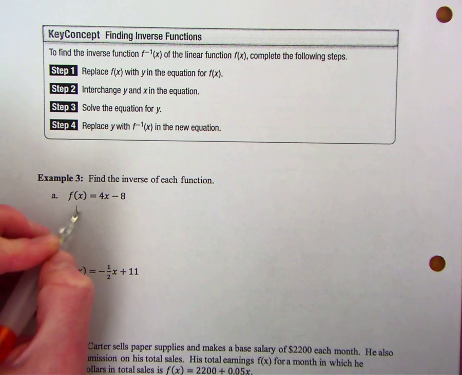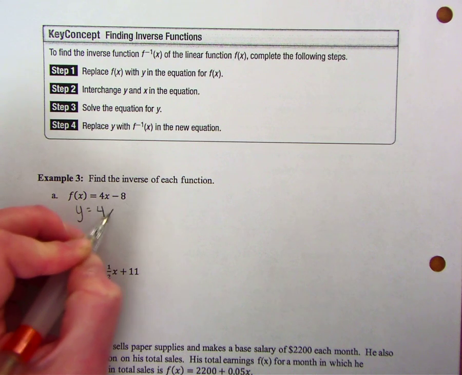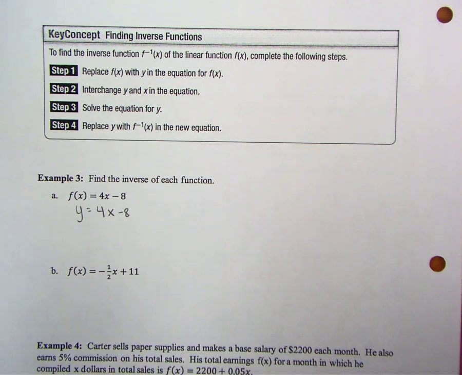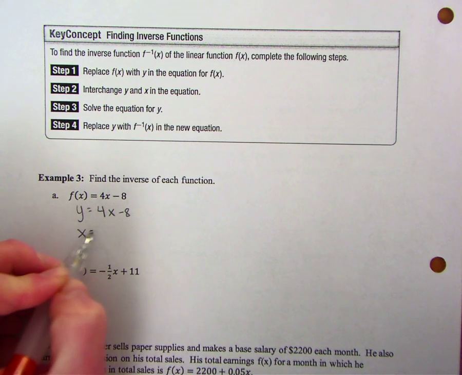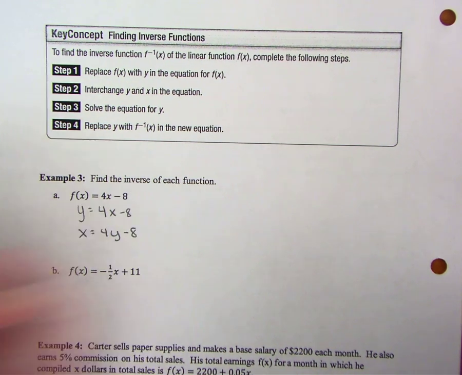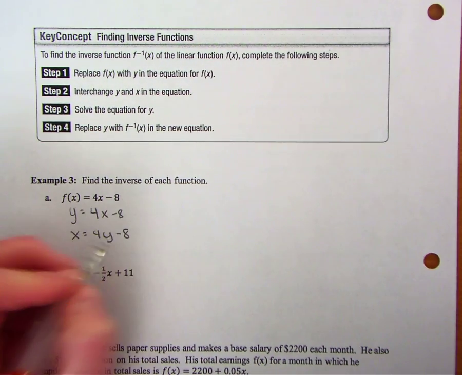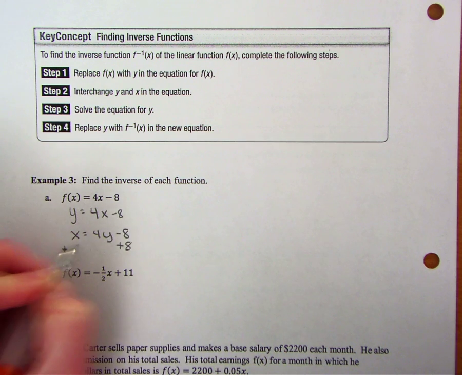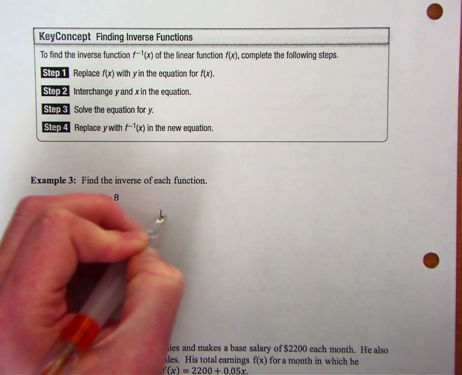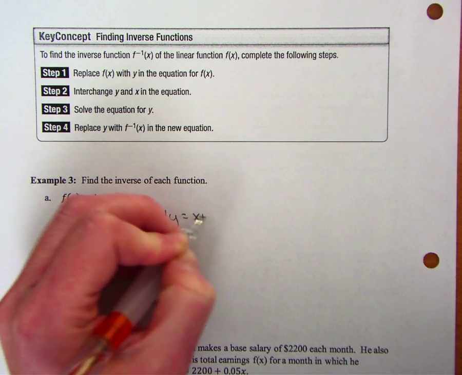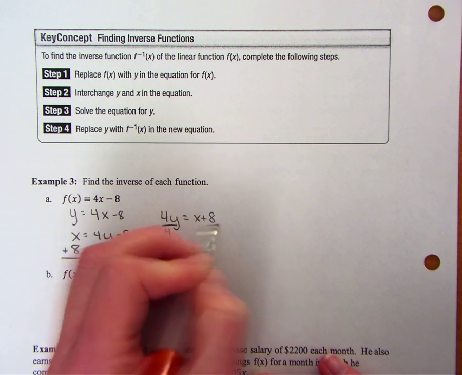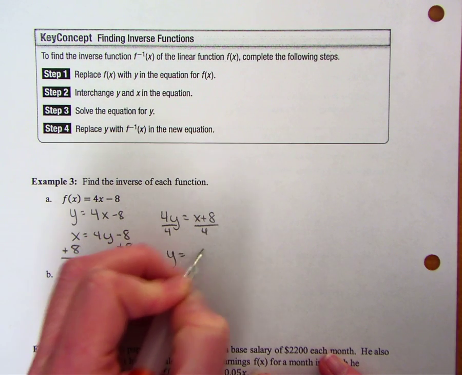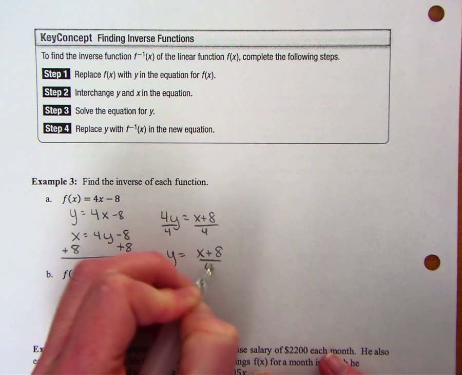So in this case, we're going to replace the f of x with a y, and we get y equals 4x minus 8. Then we're going to literally switch the spot of the x and the y. So we have x equals 4y minus 8. And now we're going to solve for y. So I'm going to add 8 to both sides. 4y equals x plus 8. And then I'm going to divide by the 4. So y equals (x plus 8) divided by 4.